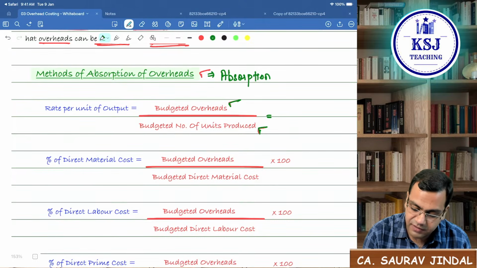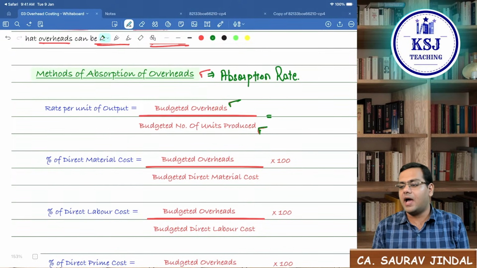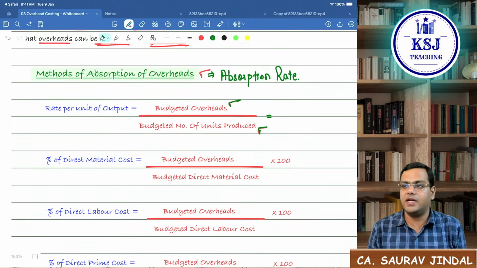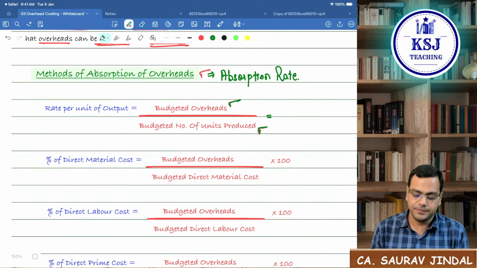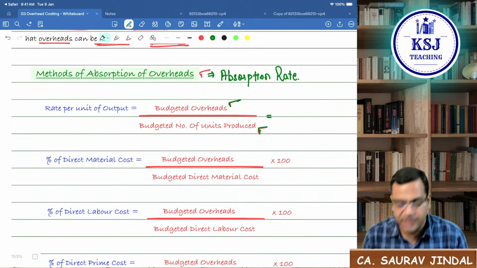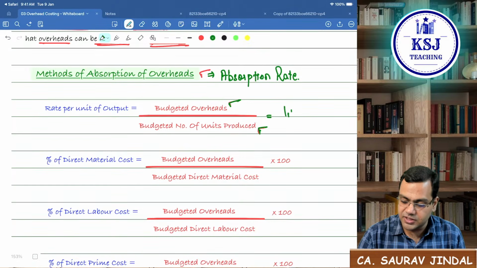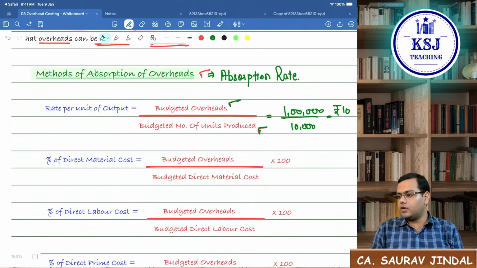All these will give you an absorption rate, based on what happened last year, accordingly we have calculated one absorption rate. So budgeted overheads divided by budgeted number of units produced: like last year budgeted overheads were 1 lakh, number of units produced was 10,000, so 10 rupees per unit is my overhead cost. This is one method where we can do it on the basis of output.